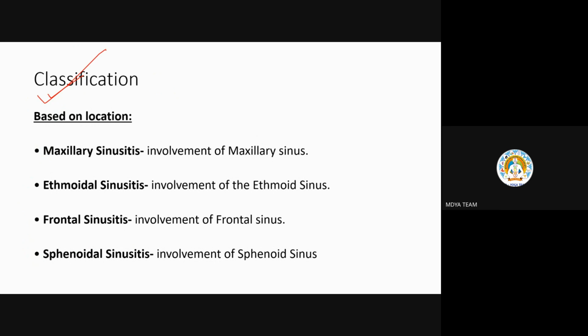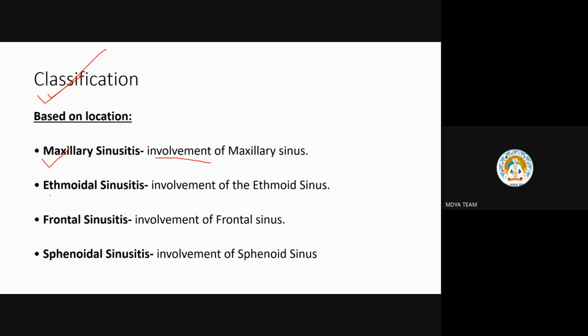Now this one is important: classification. We will understand it on the basis of location. First we'll see the sinusitis, very simple again, as it is named. If it is maxillary sinusitis, with the name itself we can say that if the sinusitis is happening in the maxillary sinuses, it will be known as maxillary sinusitis.